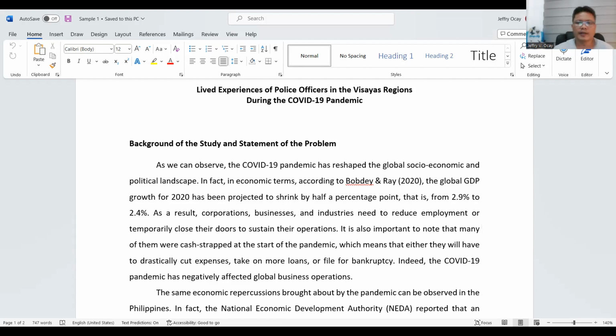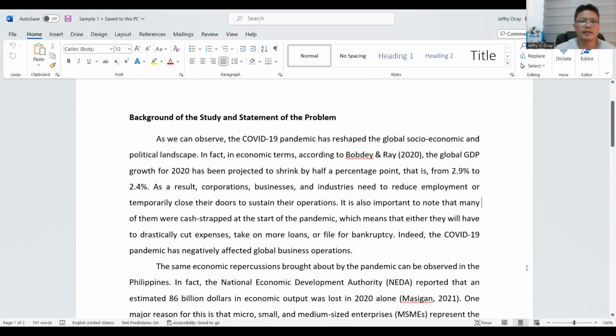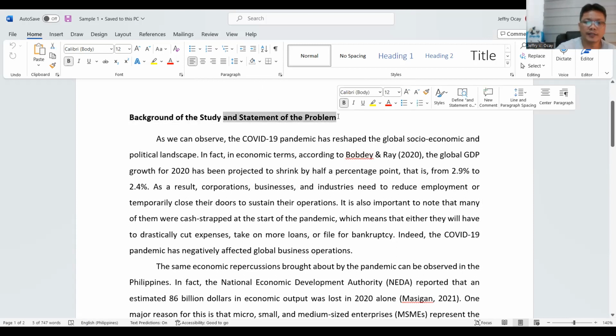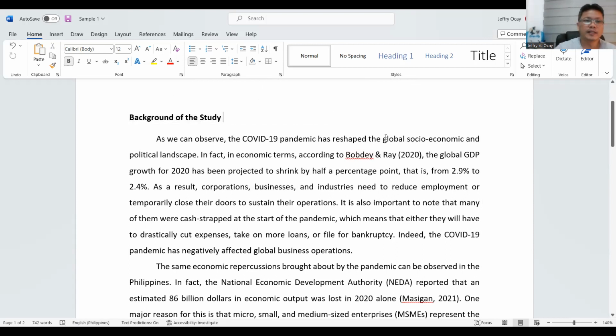And the background of the study reads, as I discussed in my other video lecture, sometimes we call this just background of the study. Some universities in Europe use background of the study and problem statement, and some universities in the United States have a format which only uses statements of the problem. So there's no one size fits all here in terms of framing the background of the study, the statement of the problem, or the rationale of the study.